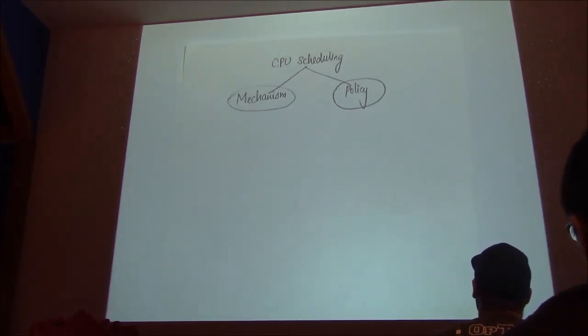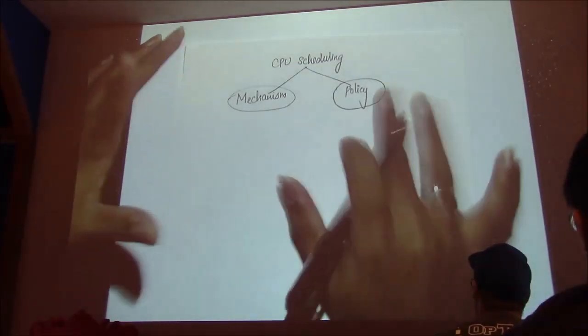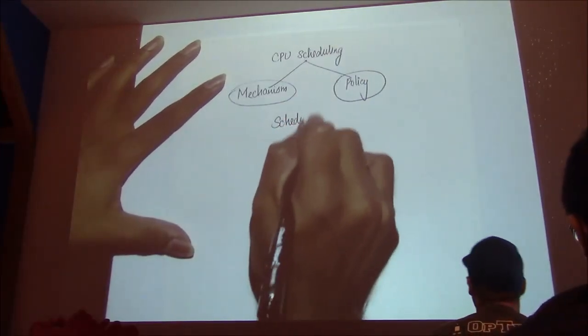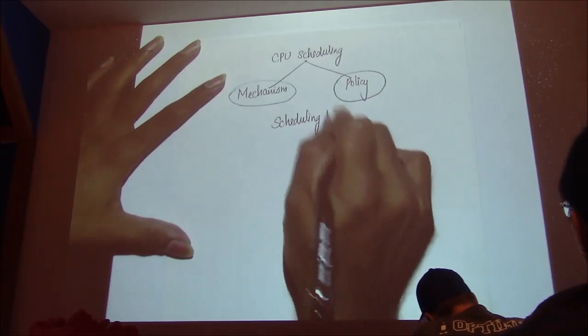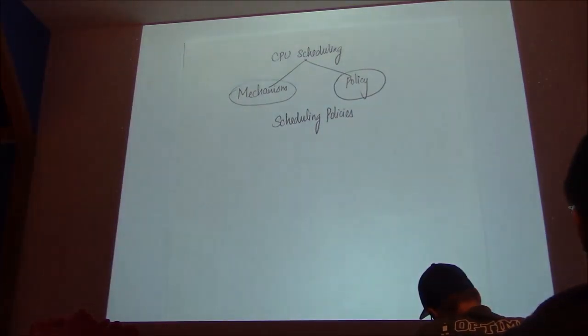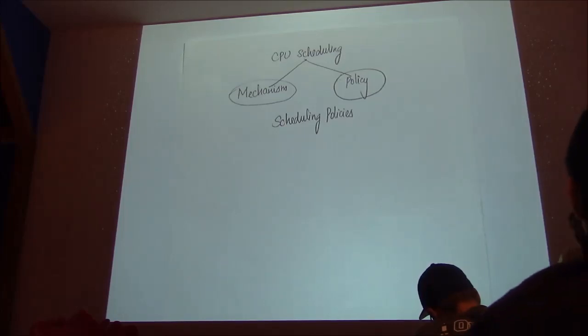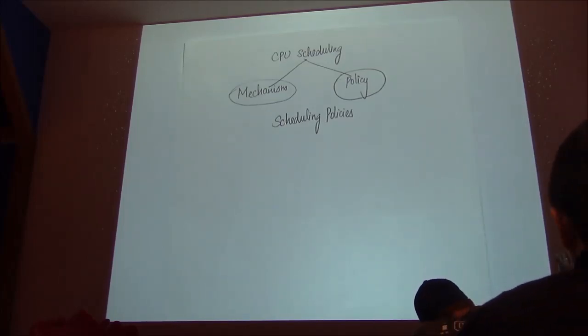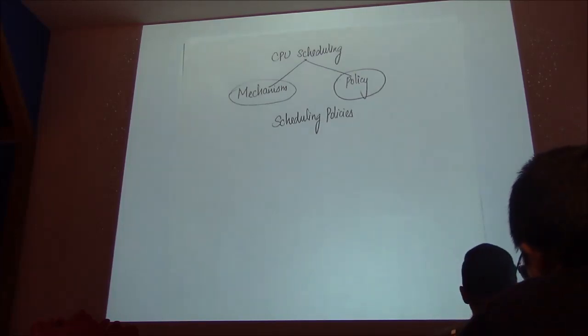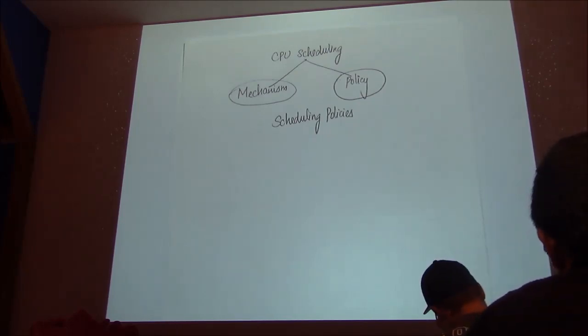So again, let's start discussing these scheduling policies. How does the operating system decide which process it needs to schedule next? The operating system needs to make a decision based on some logic or some policy to decide what the process is that is to be scheduled next.